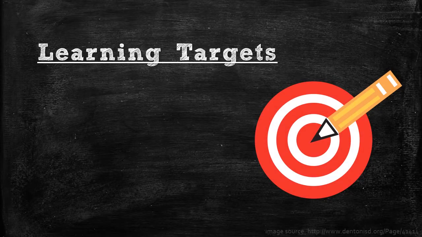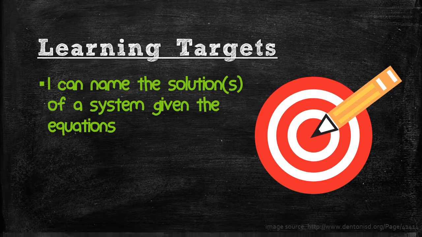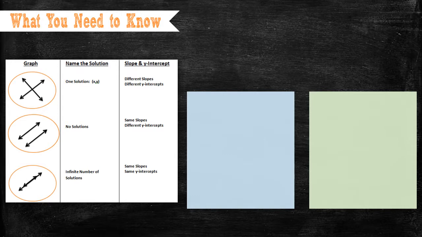In this video, we're going to take a look at a specific learning target, and this learning target is I can name the solution or solutions of a system given the equations. So let's take a look at what you need to know. When you're given two equations, you can graph those two equations to see what type of solution you have.